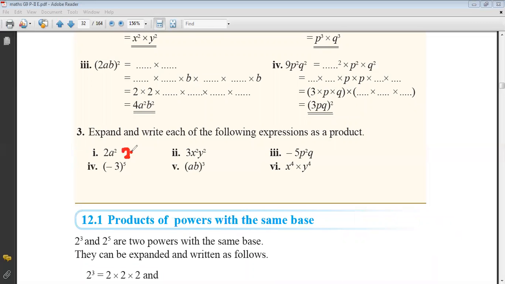To multiply a, multiply a. Okay, then this is the way to expand. Write it in expanded form.